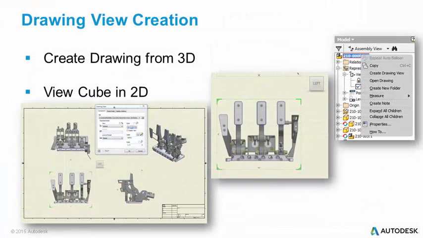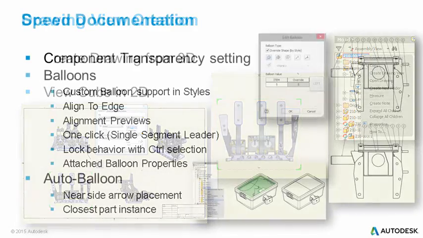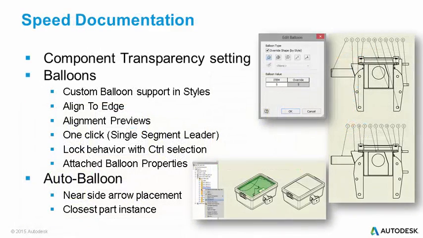The drawing environment also has many enhancements. To name a few, drawing creation can now be accomplished directly from within the 3D modeling environment, whether it be a part or an assembly. And when those drawing views are created, we get to use the familiar view cube in the 2D sheet environment for creation and changing of the orientation of the view itself. There's also a component transparency setting that's been added to the drawing environment, allowing you to easily create transparent or translucent components in your drawing environment.